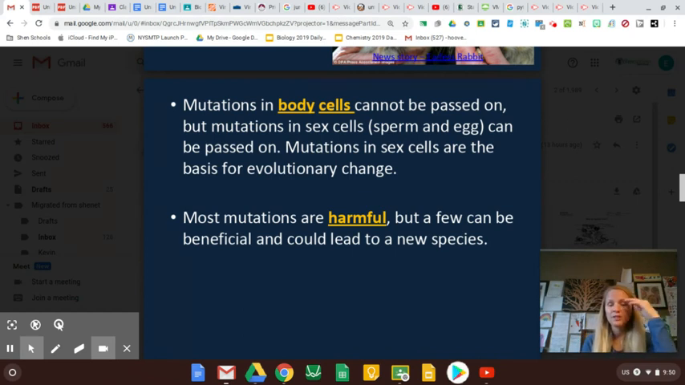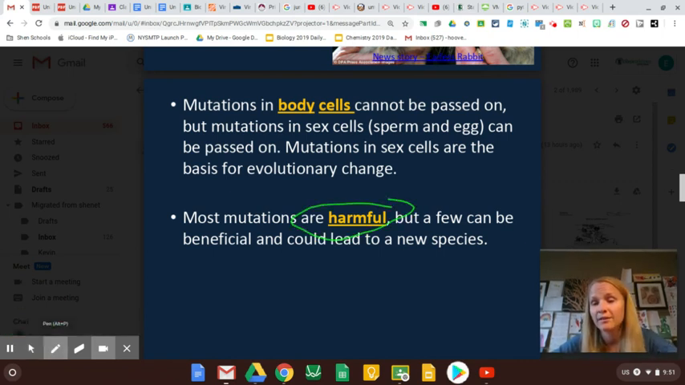If you have a mutation, like you get a really bad sunburn that maybe even leads to skin cancer, that's not something that's going to be passed on. So if it's in your body cells, that is not going to be passed on to your offspring. You're not going to pass that sunburn, that cancer onto your offspring. It has to be a mutation to your sperm or egg so that it can be passed on to an offspring. Most mutations are harmful. We're talking about some good ones that can lead to evolution and new traits, but most of them are either harmful or they don't do anything at all. But once in a while, they can do something really good and lead to a new species.